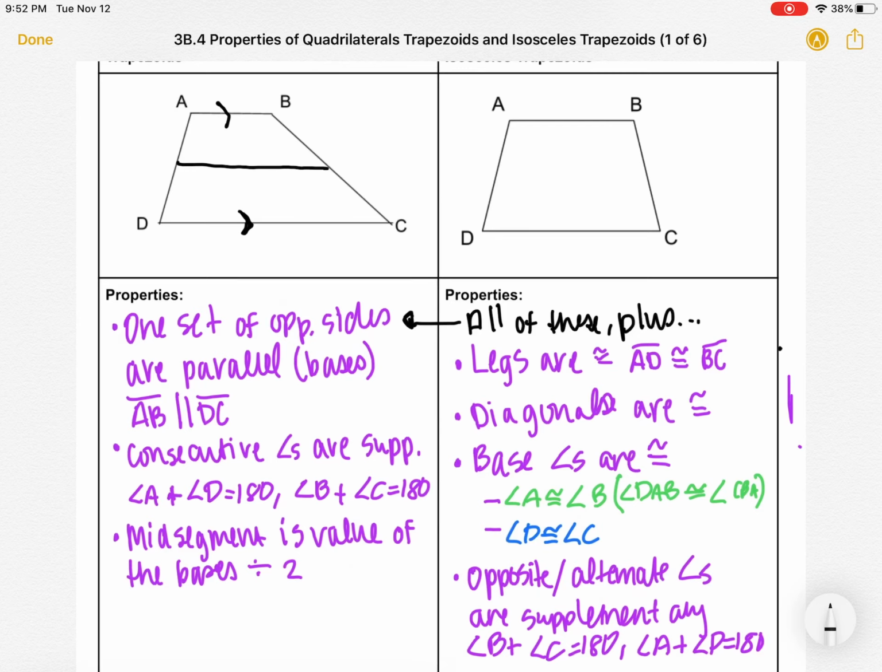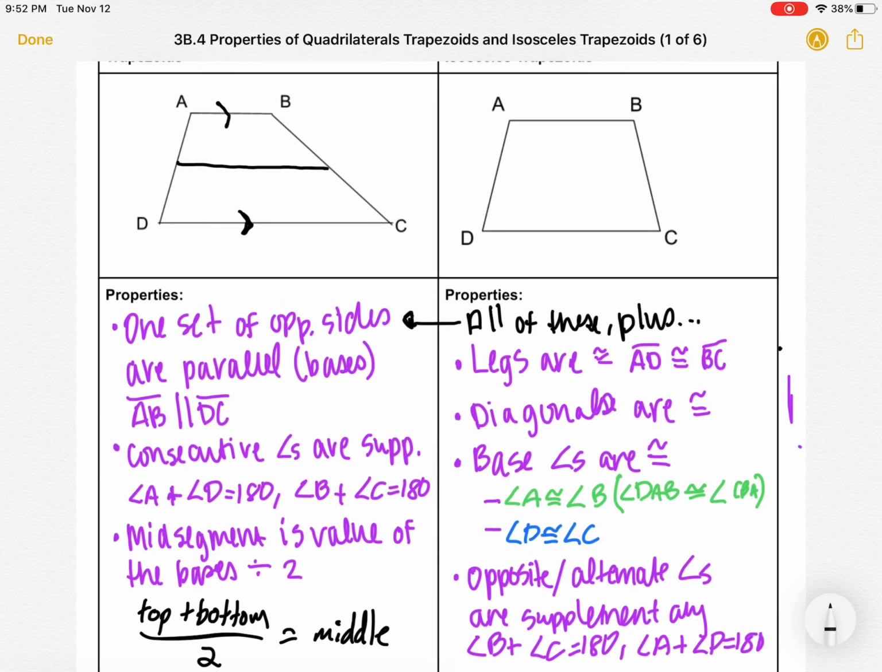So basically you take the average of the values of the bases. So for this, you would do top plus bottom divided by 2, which would give you the middle. So that's how all of your equations for mid segment are going to be set up. So you'll want to remember that for later.